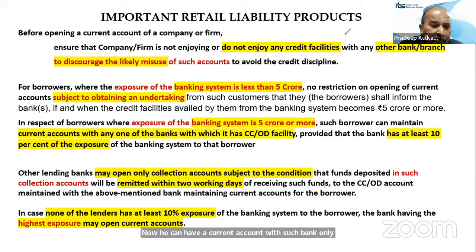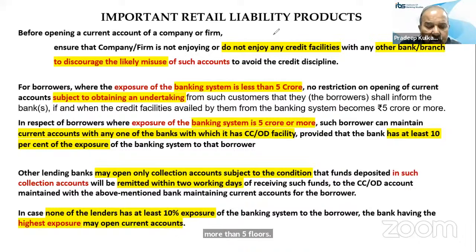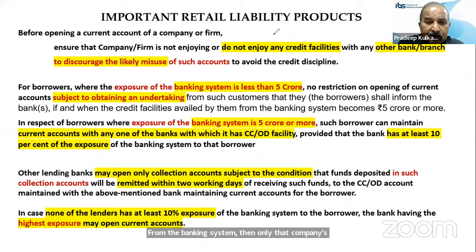Is the doubt clear? Is the point clear? Hello? Okay. Means current account opening, generally no objection. There is an objection only when that particular customer is enjoying a total credit limit of more than 5 crores from the banking system, then only that company's current account cannot be opened by other banks. Okay. Now, next.